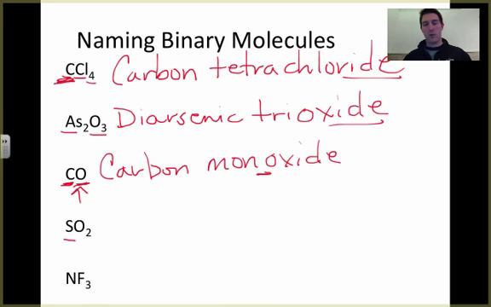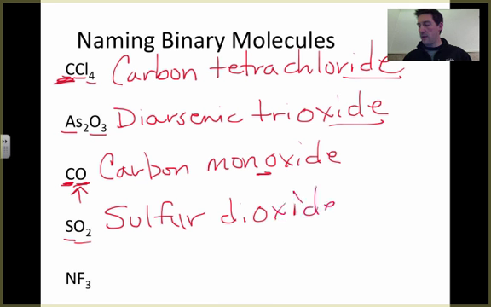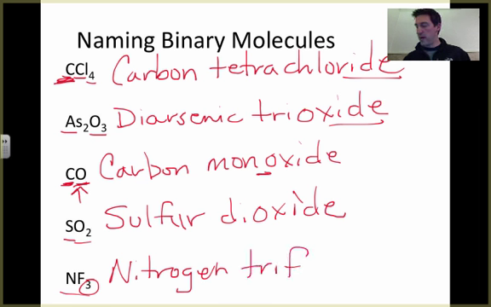That's just something you have to get used to. Next one down here, we've got 1 sulfur and 2 oxygens. We don't have to put monosulfur, we just put sulfur. And we have 2 oxygens, so we use di, and we change that to oxide. Last one, we've got 1 nitrogen. We don't need to put mono. And we have 3 fluorines, so we use trifluoride.